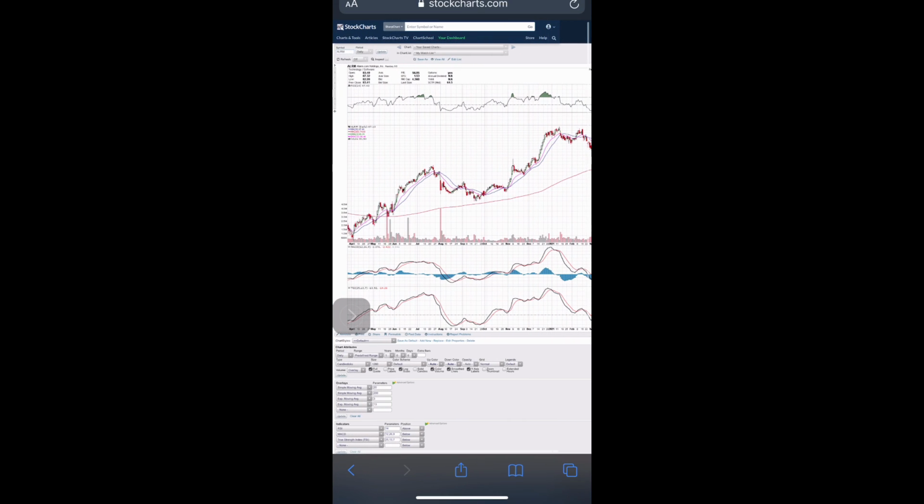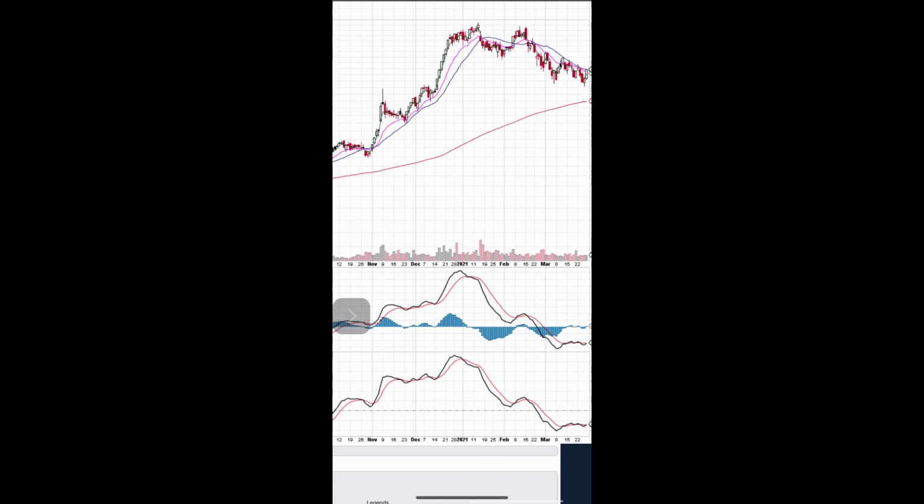So I hope this video was helpful. We're starting to get to that point where we're using multiple scans to look for stocks, and that's where we want to be, right?